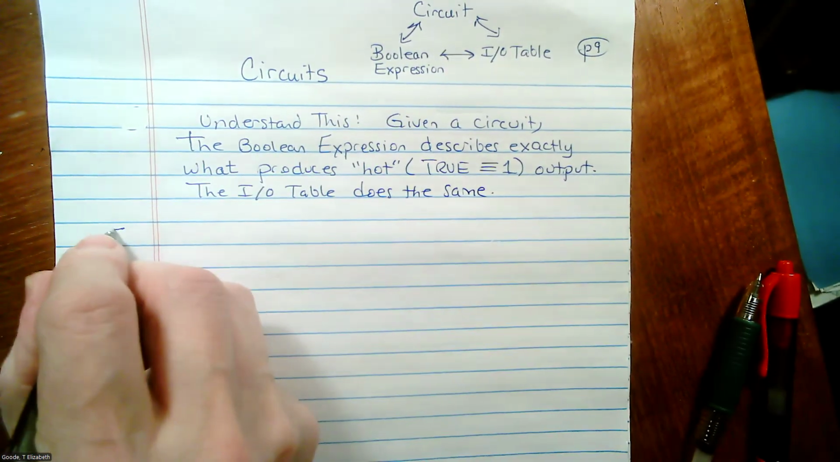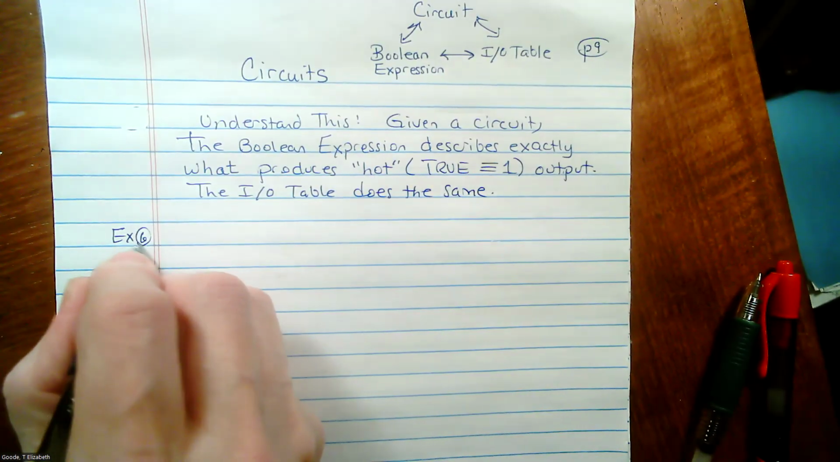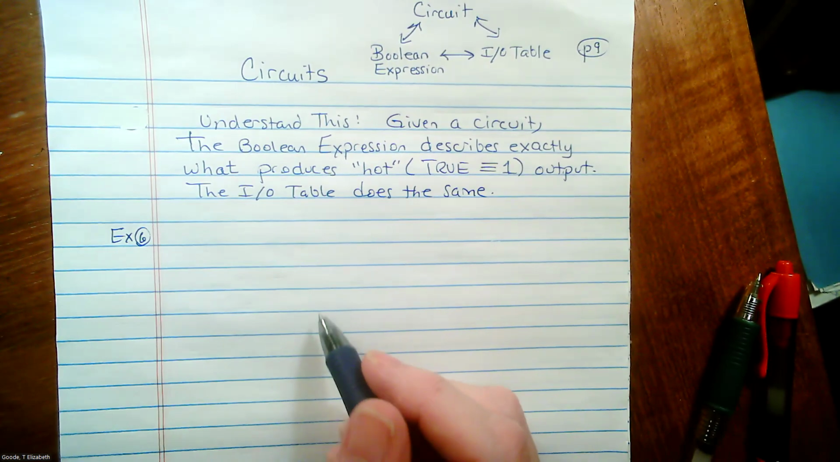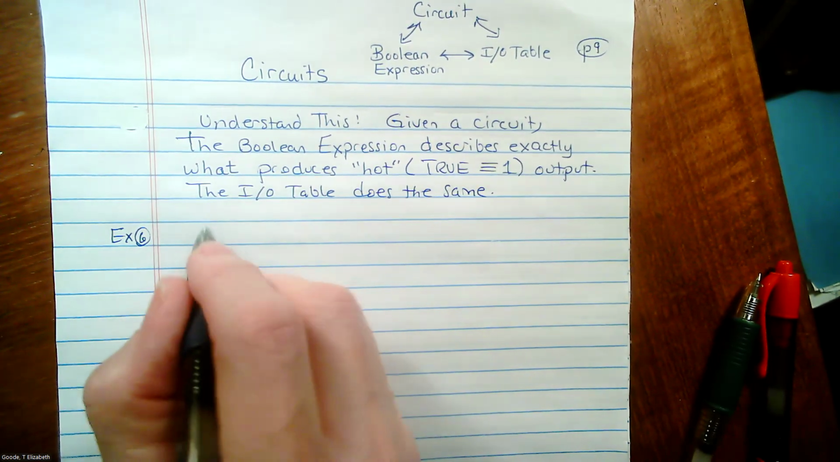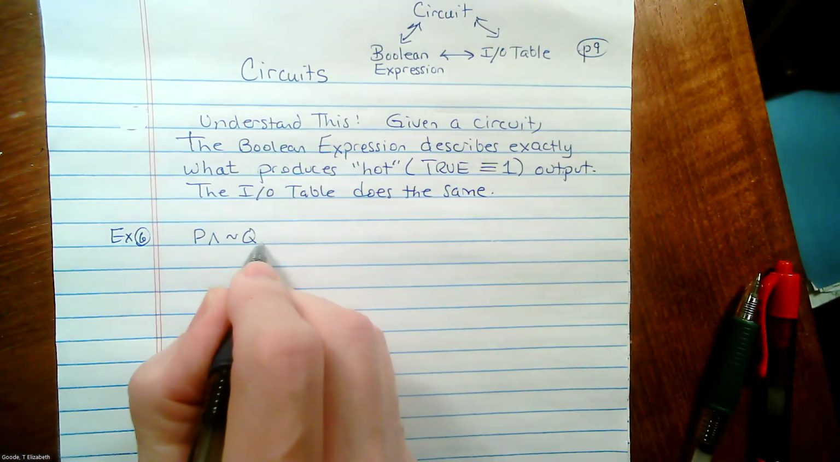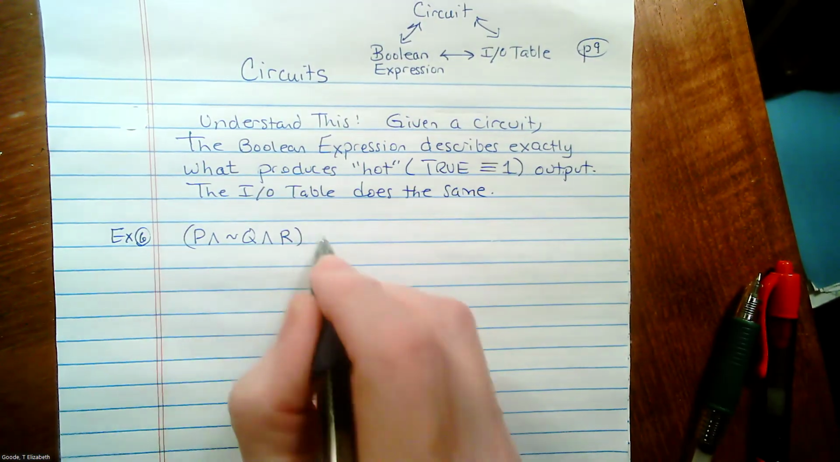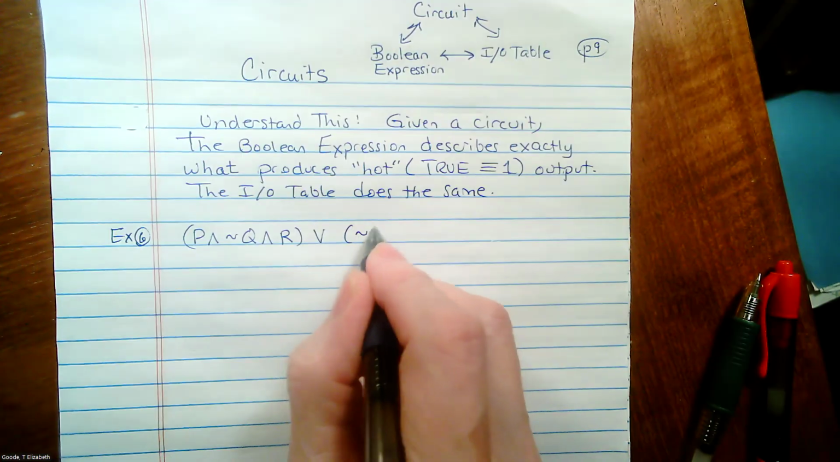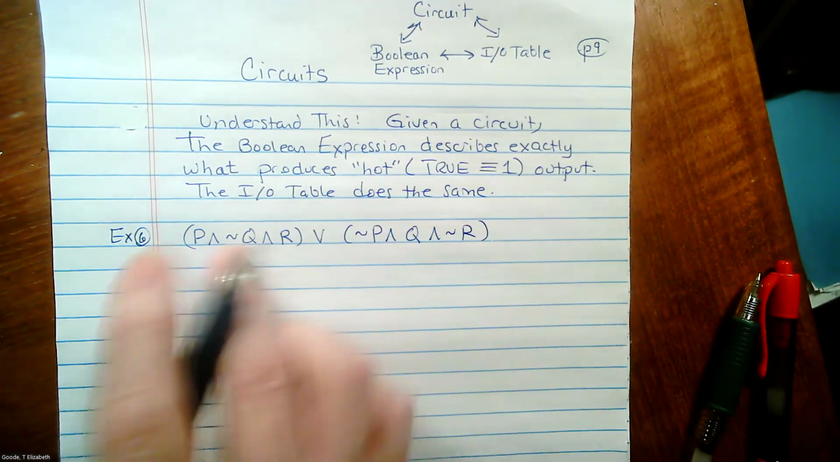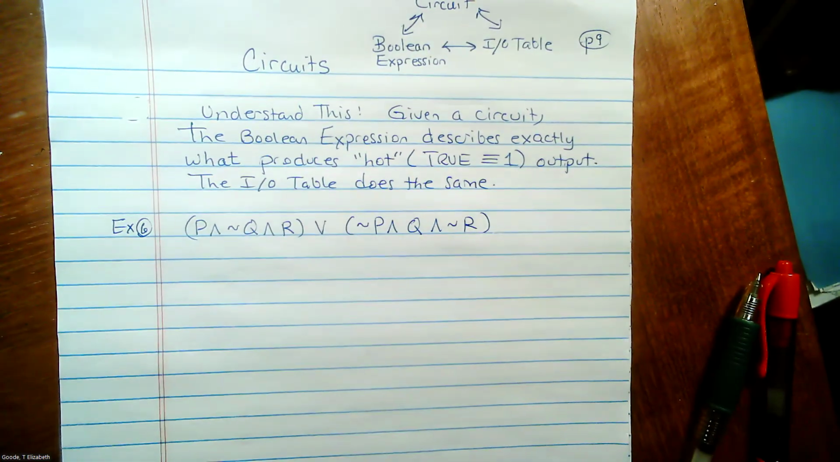All right, so let's take a look at an example. Let's say that we have a Boolean expression, P and not Q and R, or not P and Q and not R. Let's say we have that Boolean expression.